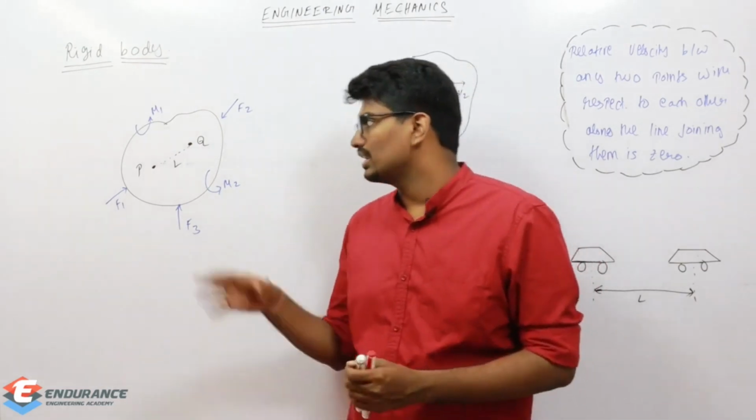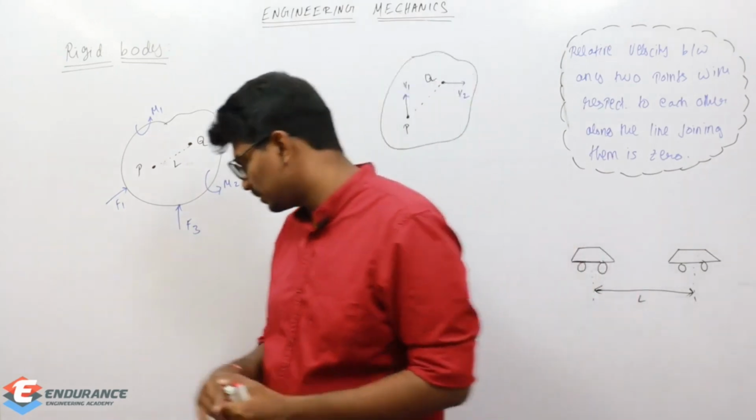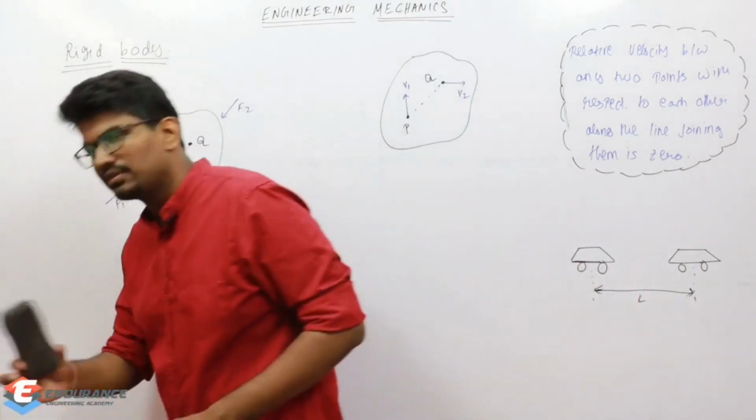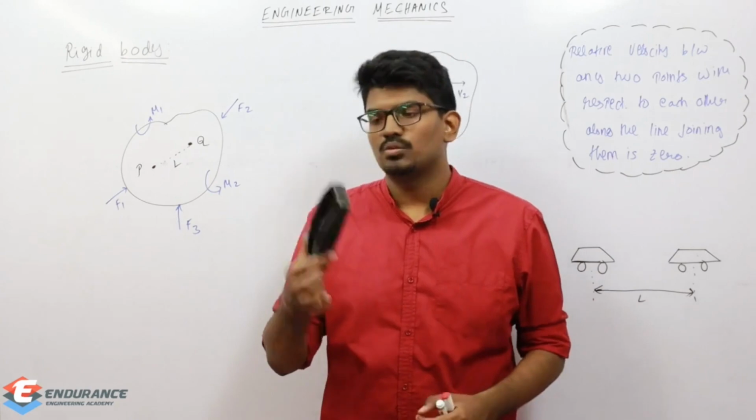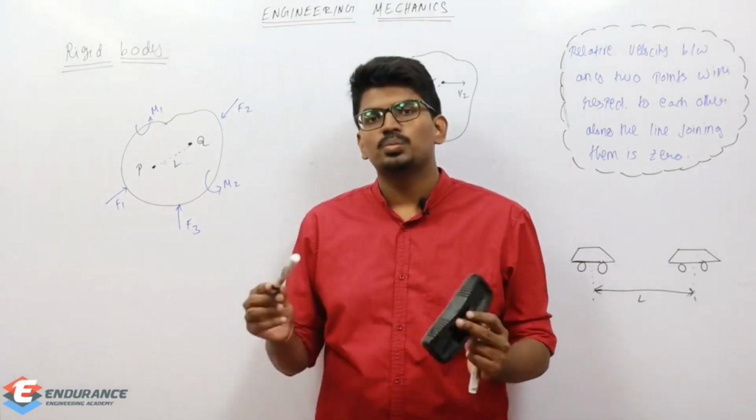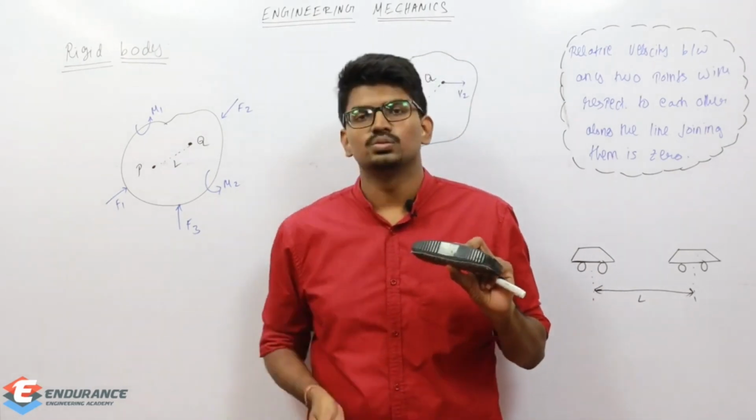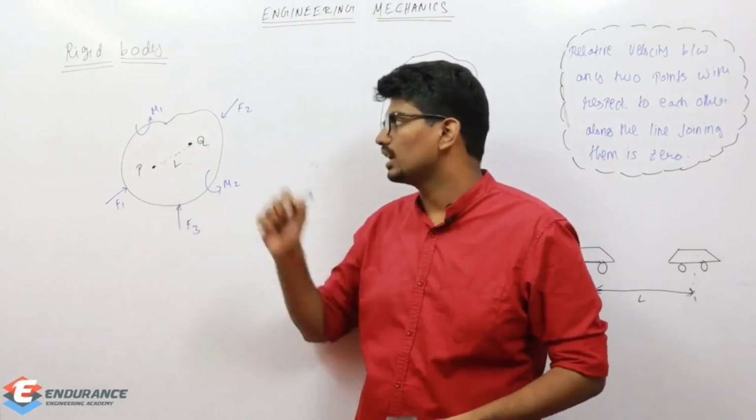If I take a body like this, any body you consider, let me take an example here. I'm marking 2 points here, point 1, point 2, so P and Q.